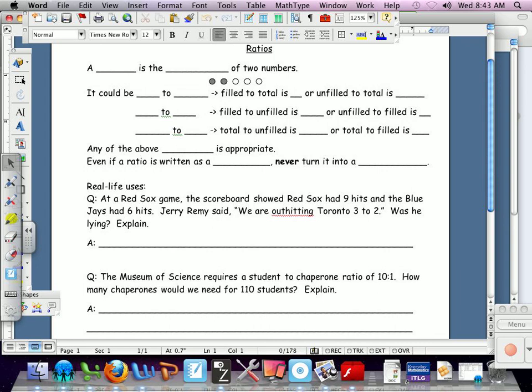So a ratio is the comparison of two numbers. Just didn't like the way they looked. I'm going to try that again.